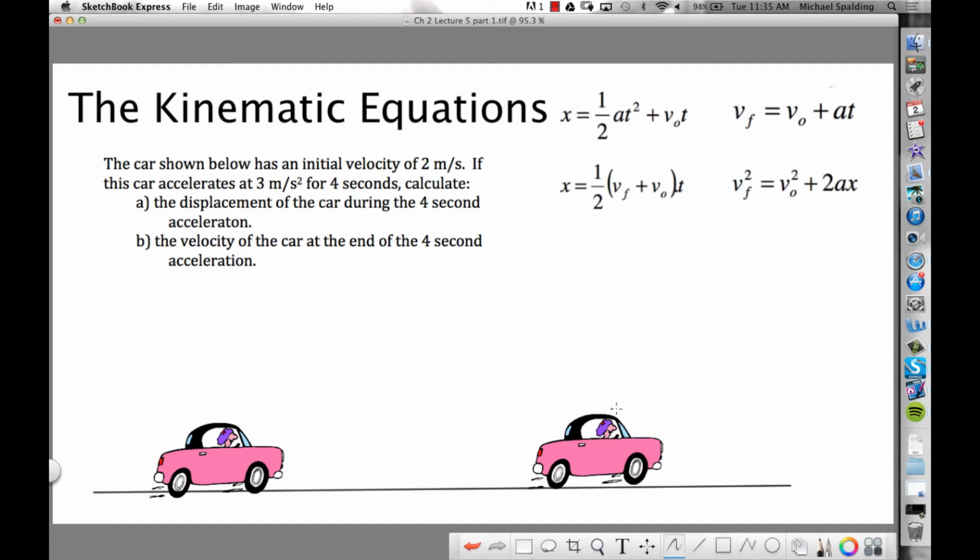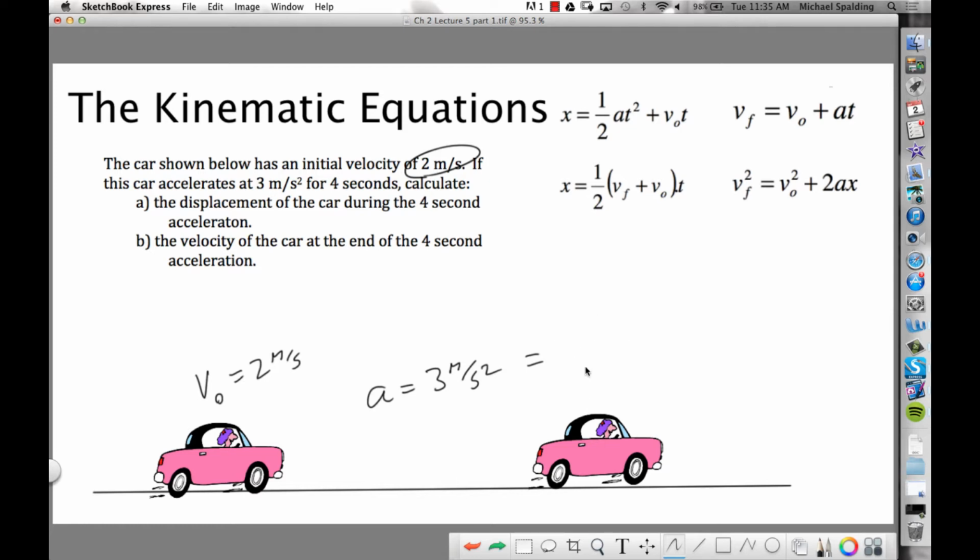So here's a picture we have. The initial velocity is 2 meters per second. We're told that right here. The car accelerates at 3 meters per second squared, which you now know what that means. What does 3 meters per second squared mean? It means 3 meters per second every second. The car changes velocity by 3 meters per second every second.